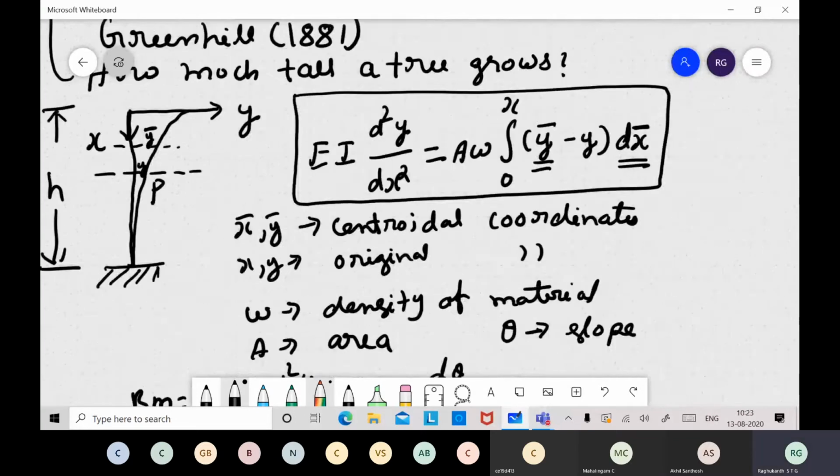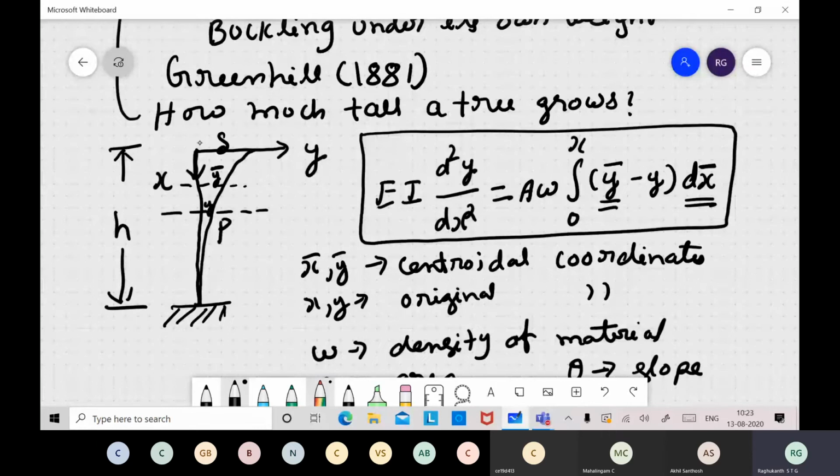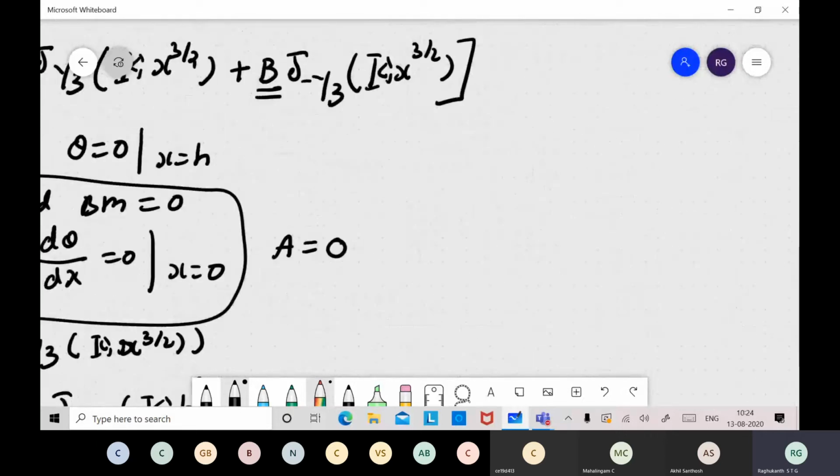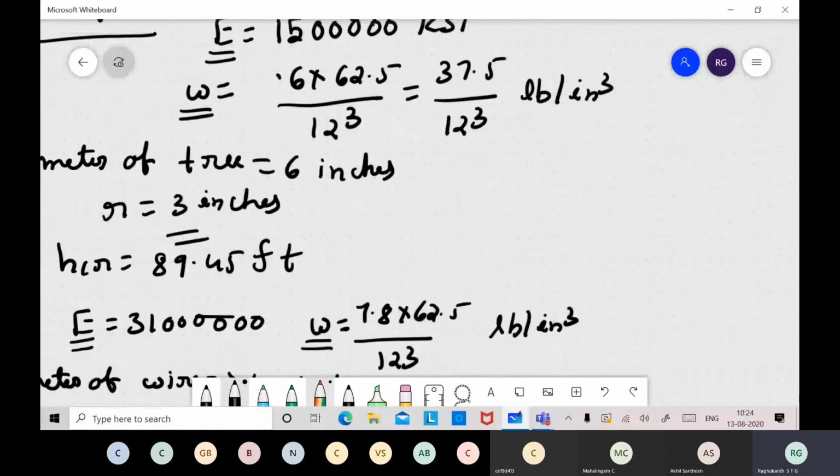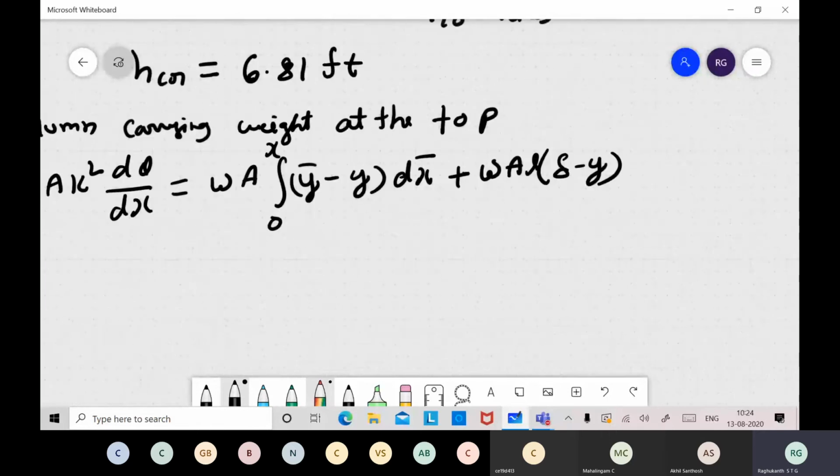Now, if you see this, this is a delta. So you have extra load here at the top. So you will get extra terms. Apart from self buckling, you also have to carry the load at the top. So you can add this also. The same differential equation is valid, but you have to add one extra term, that is this term, W A into L.